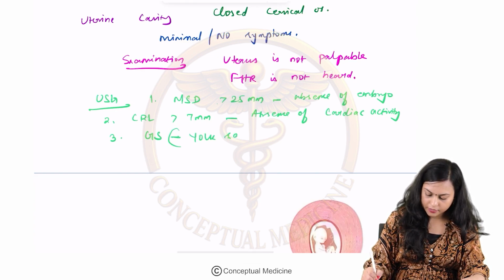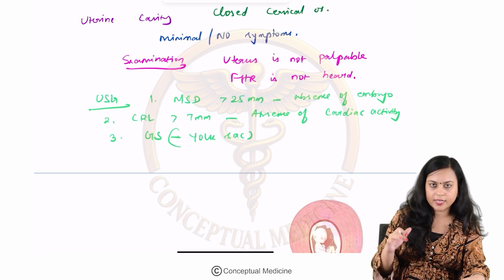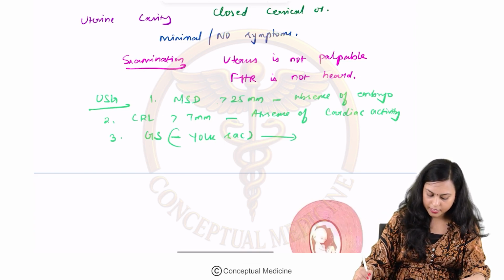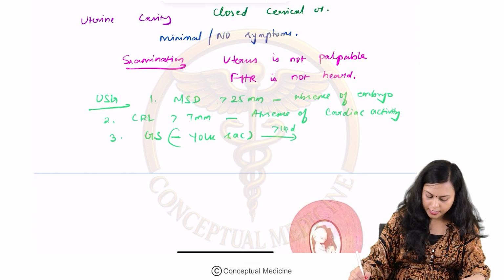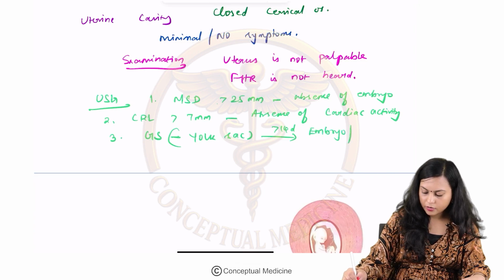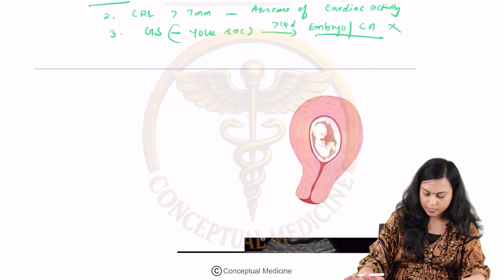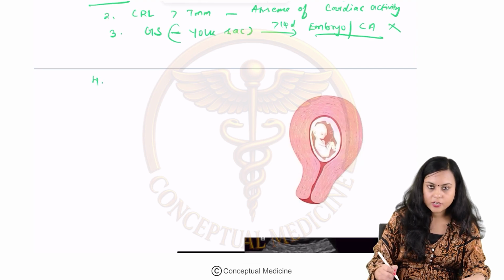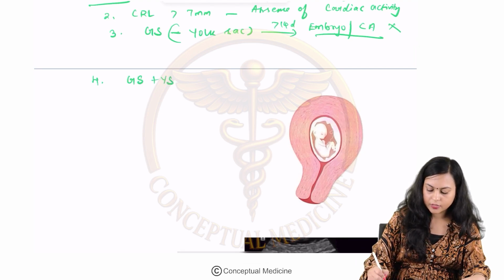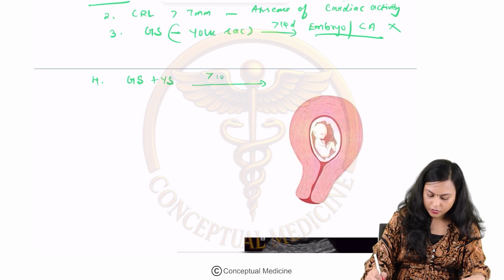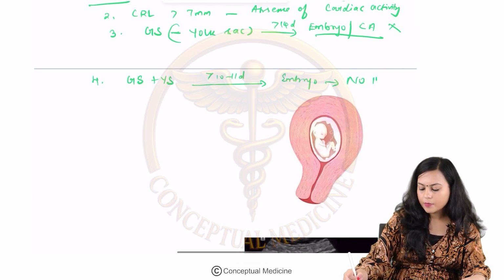Next one, initially you saw an ultrasonogram in which there was a gestational sac but no yolk sac. That means you saw only the gestational sac, not even a yolk sac. And you repeat the scan after some 14 days or 2 weeks, and you still see that the embryo or cardiac activity has not appeared. And another point is, initially you saw a scan where you were able to appreciate a gestational sac and a yolk sac together. And you repeat the scan after some 10 to 11 days, then you see an embryo alone, but no heartbeat seen.